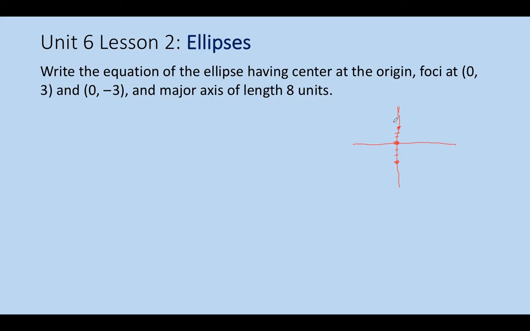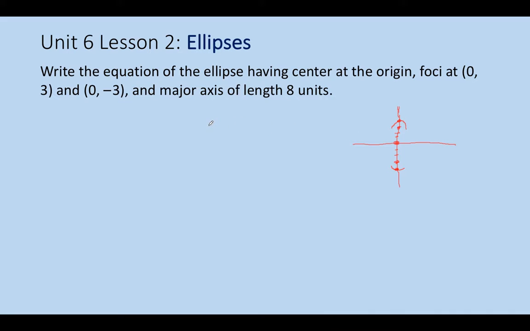Well, that means I'm going to have the beginning and end, or the major vertices, at 4 and negative 4. So it's going to kind of go somehow like this. All right, so how does this all go down? Well, know that the c value is the center to the focus.